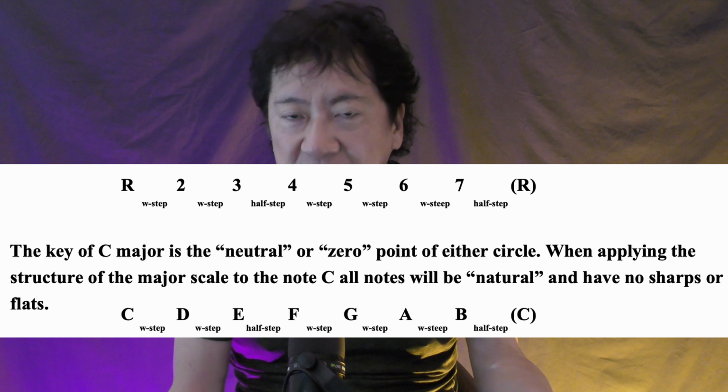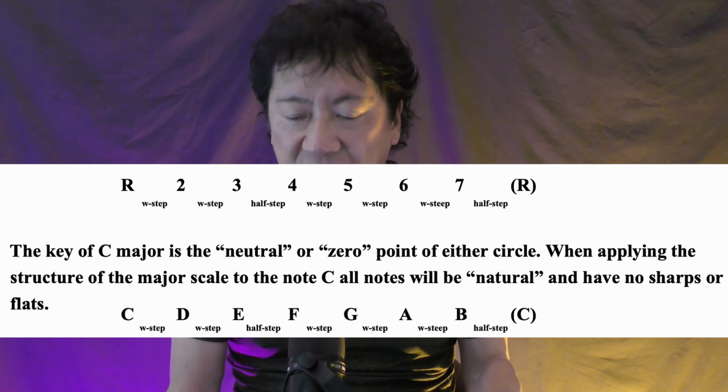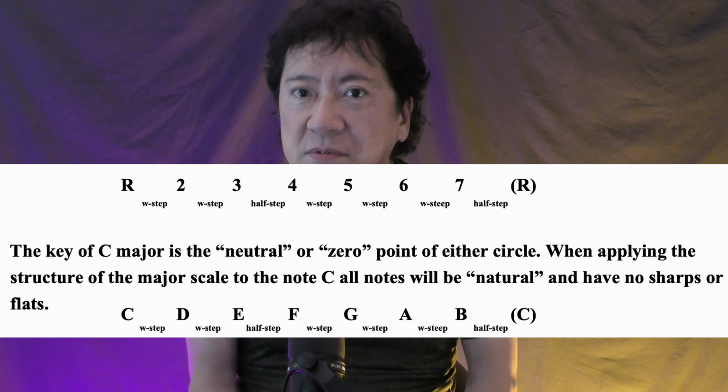When we take that structure and throw it on top of a C, making C our root note, you end up with all the notes that are in C, which is C, D, E, F, G, A, B, C, no sharps and no flats. It's kind of like the control scale. Let's go through the fifths first. Now the major scale structure will be applied to the fifth note from C, which is the note G. You count up: C, D, E, F, G.